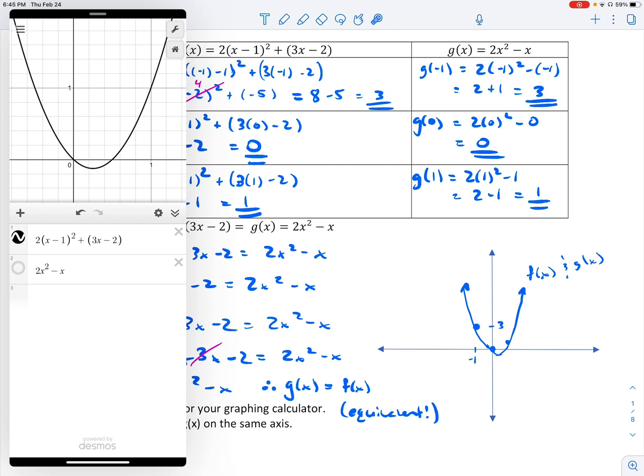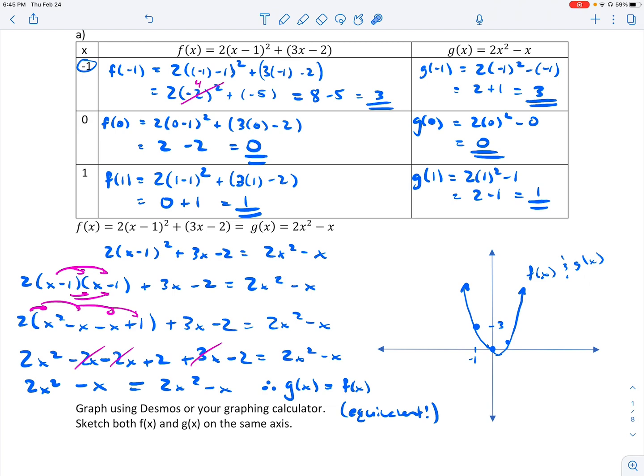Looking at the graphs is a good way of seeing if they're equivalent, but it's not completely conclusive. For these parabolas, it works really well, but you're going to see for some other graphs, sometimes they might look like they're 100% the same, but there could be just one little point that's off. And we're going to see that in our next example.